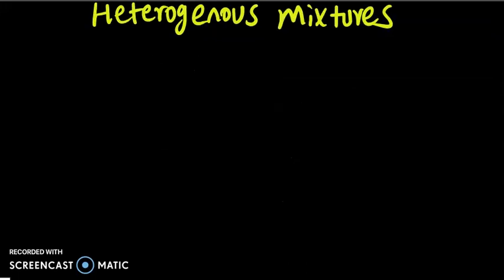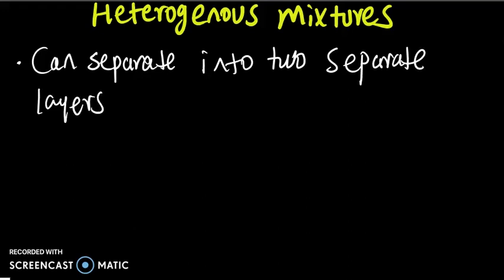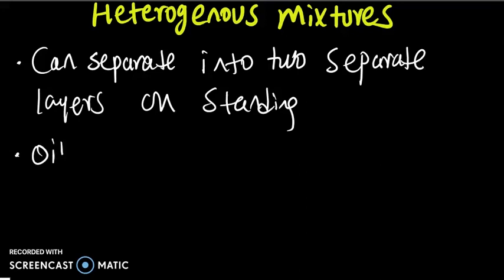So lastly, we have heterogeneous mixtures. As I said, a heterogeneous mixture has a non-uniform composition, unlike a homogeneous mixture. A heterogeneous mixture can separate into two separate layers on standing. For example, we have oil and water.